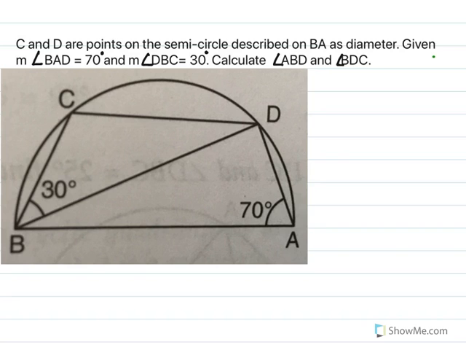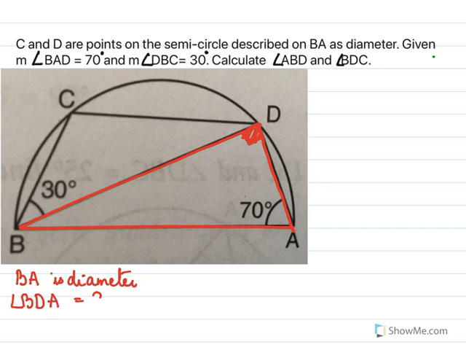C and D are points in the semicircle described on BA as a diameter. So let's mark BA as a diameter. If BA is a diameter, that means the angle will be 90. The angle in the semicircle will be this angle. This angle will be 90. So let's write that first. We have BA is a diameter. Therefore, angle BDA equals 90. Reason: angle in a semicircle.